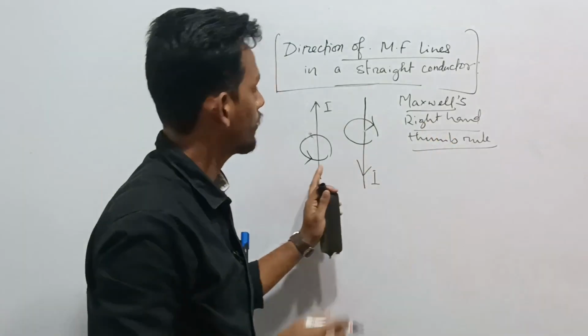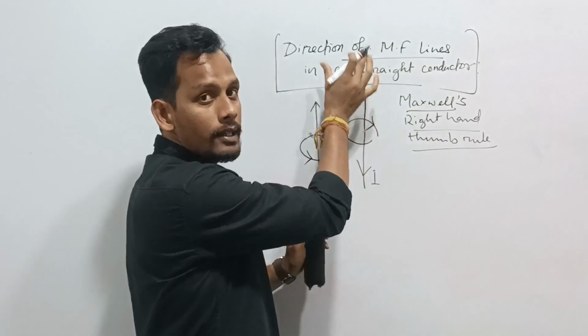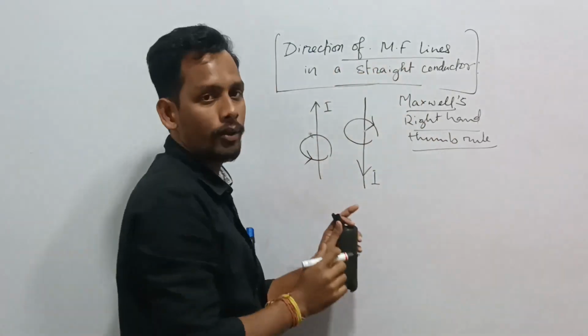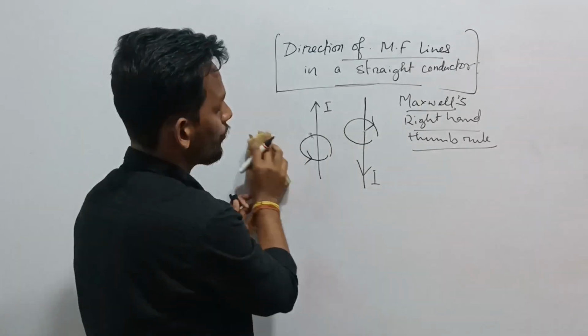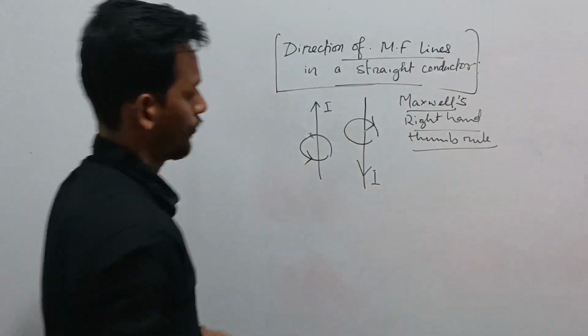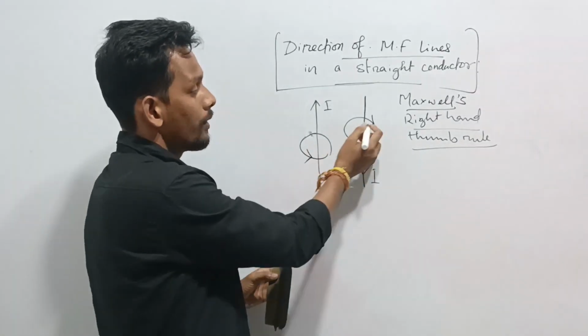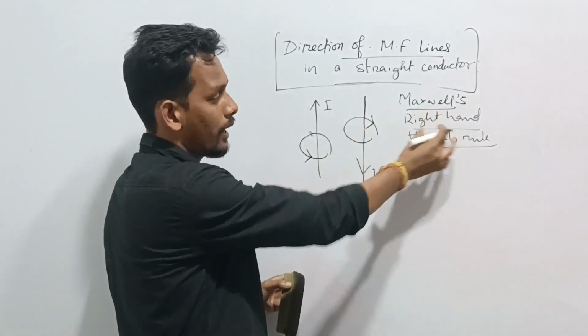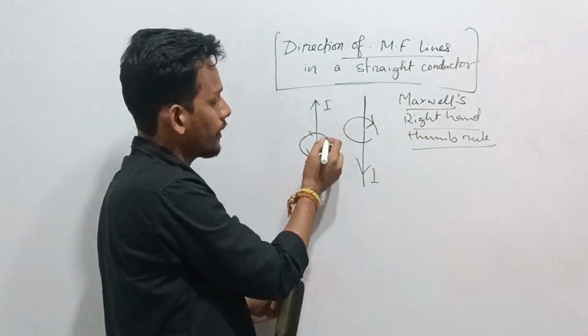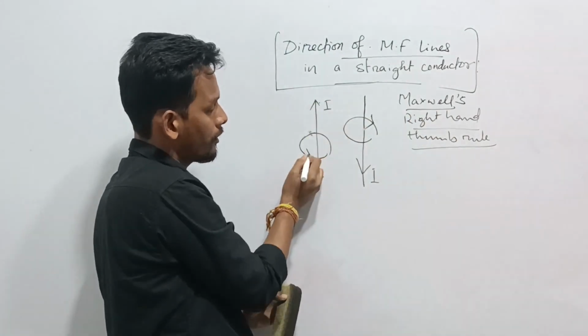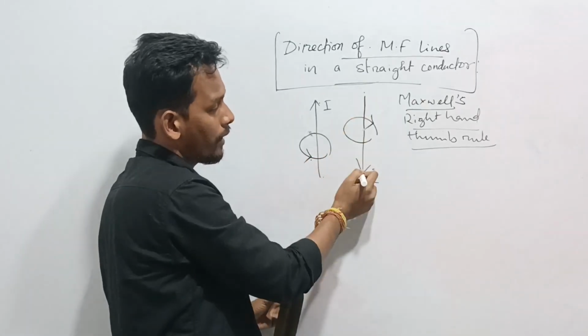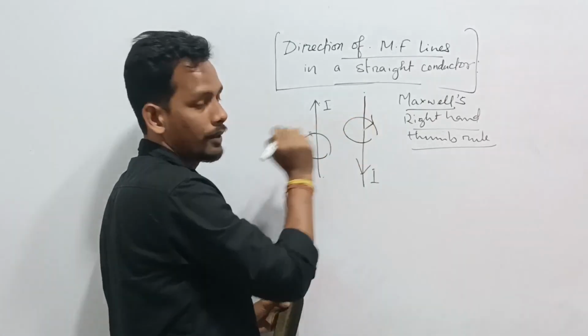Okay, you need to memorize this, the direction of magnetic field line in a straight conductor. Now, from Maxwell's right hand thumb rule, if the current is directed from downward to upward, this will be the direction. From upward to downward, this will be the direction.